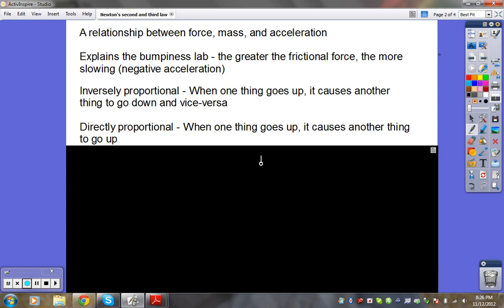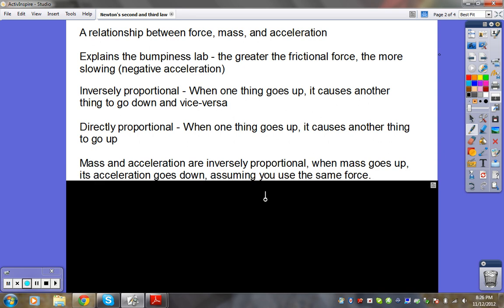We also use directly proportional, meaning when one thing goes up, it causes another thing to go up. So as I increase the number of pizzas I eat, my mass or weight, because here I am on Earth, increases. Those two go up together. Or if one thing goes down, it causes another thing to go down. If I now go on a diet and decrease the number of pizzas I eat, that causes my weight to go down, assuming, of course, I don't replace it with Snickers bars.